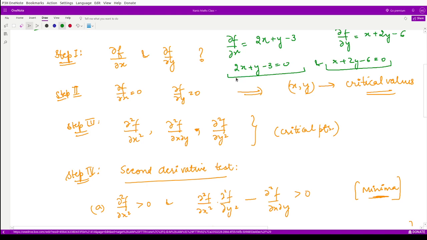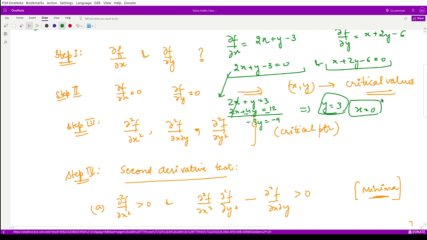Let's solve these two equations. You can solve this using any of the methods that you already know. So you obtain the value of y as 3 and the value of x as 0. So your critical point here is (0, 3).